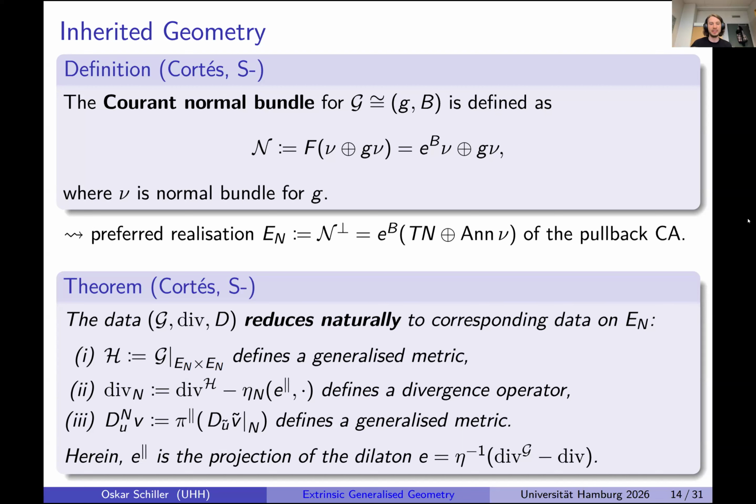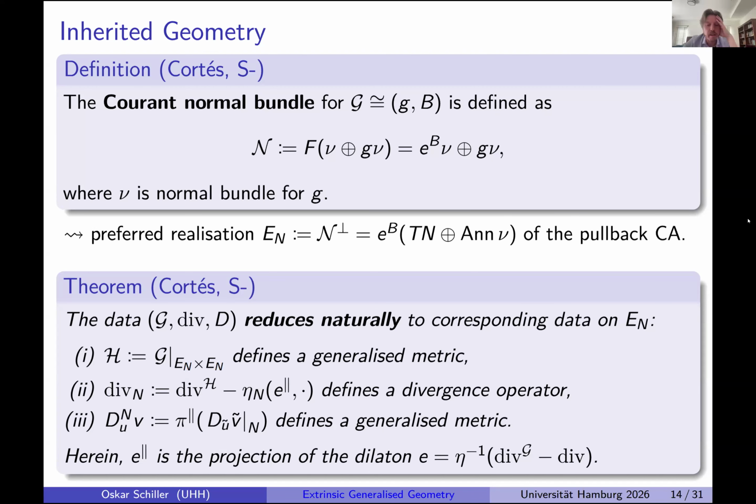Also, you can define an inherited generalized connection. Again, here you have to work with extensions of the sections of the exact Courant algebroid over your submanifold to sections of the exact Courant algebroid of the ambient manifold, and then project the result.